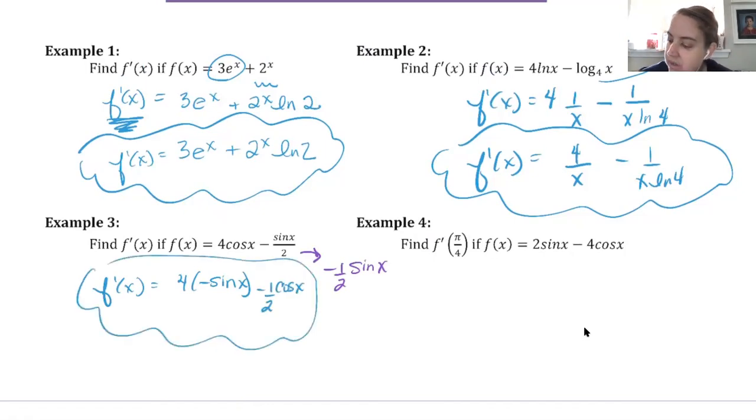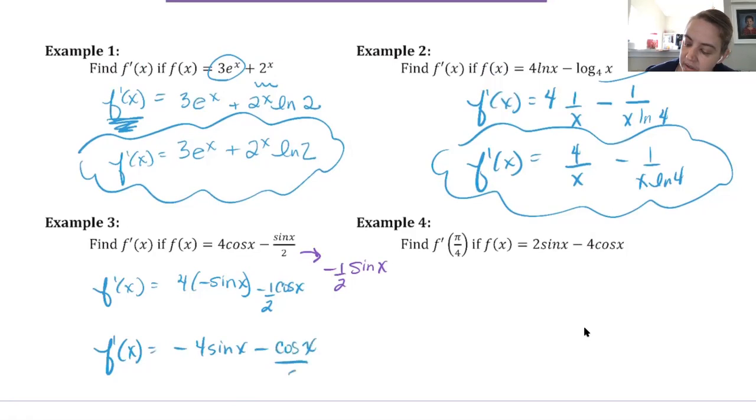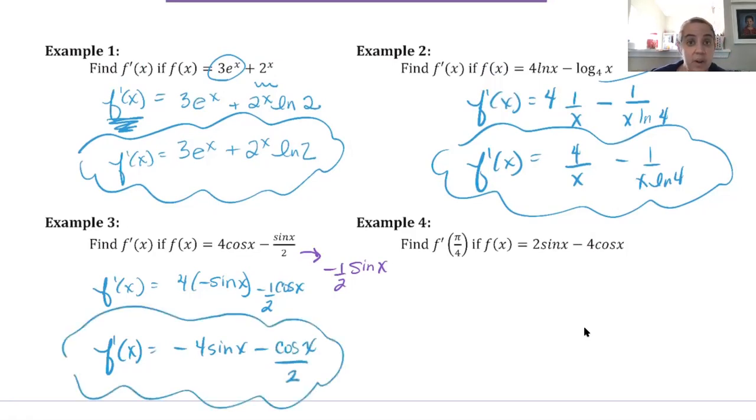Yeah, you know what? I'm going to undo that piece. I'm going to rewrite this. I'm going to put the negative sign in the front. I don't want it to accidentally look like subtraction. So negative 4 sine of x minus cosine of x over 2. There you go. I like that one. Again, you can call it cosine of x over 2 or 1/2 cosine of x.